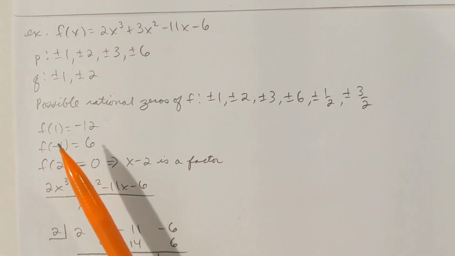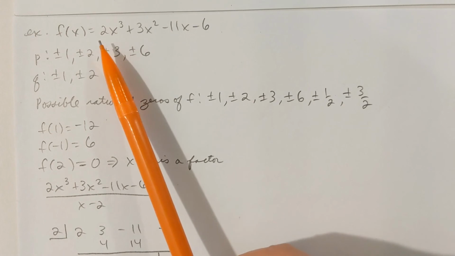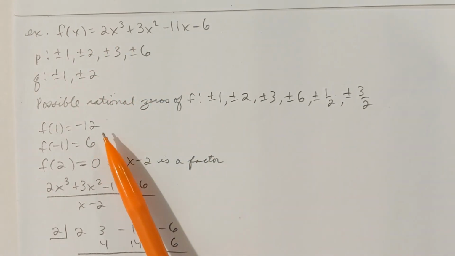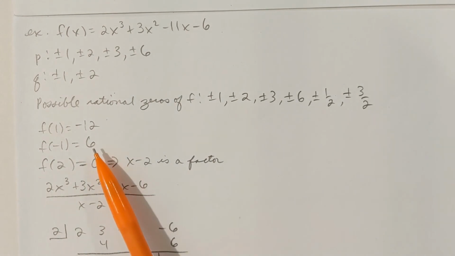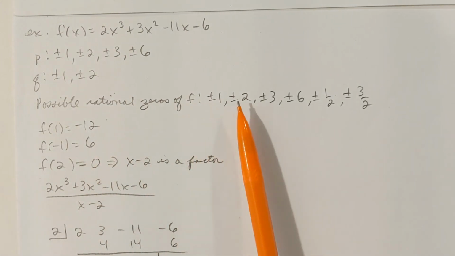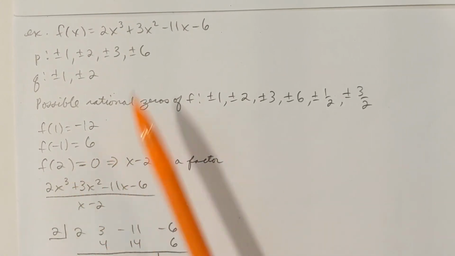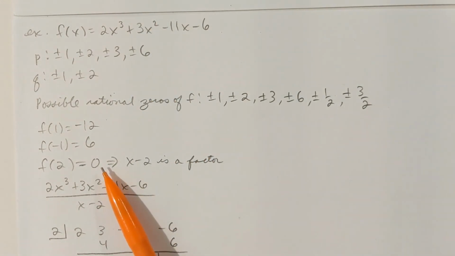So I'm starting with 1. Okay, 1 is not a 0, since when you plug in 1 into f, you get -12. -1 is also not a 0, since you'll get 6 when you plug in that number. But if I plug in 2 into the function, I end up getting 0.